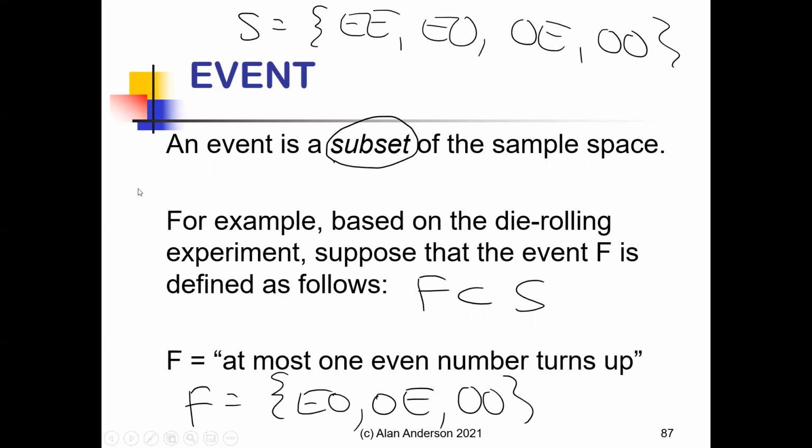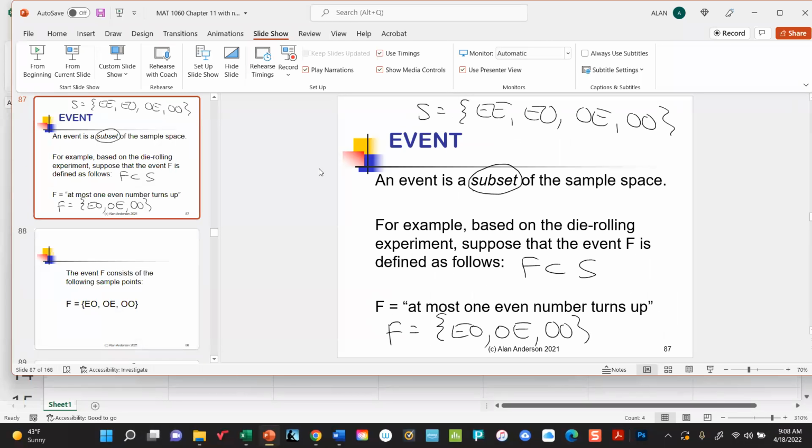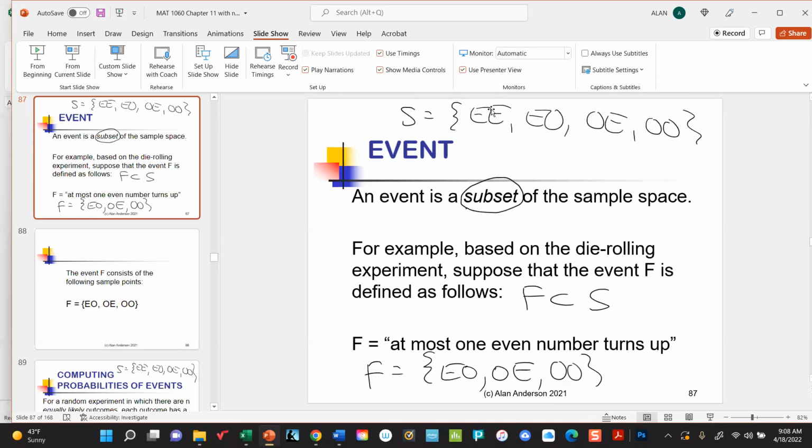We're going to define a very important idea here, the notion of the event. An event is a subset of the sample space. And we can define any event that we like. The purpose of doing this is so that we can calculate its probability.